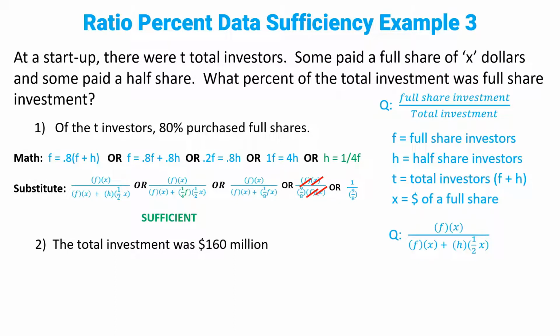Okay, let's take a look at statement number 2. The total investment was $160 million. I don't think that's going to be very helpful, because in math, basically what they've given us is the denominator. We're told that the total investment is $160 million, which leaves us with F times X on top, $160 million on the bottom. That will not cancel out all the variables. That is insufficient. Nicely done.